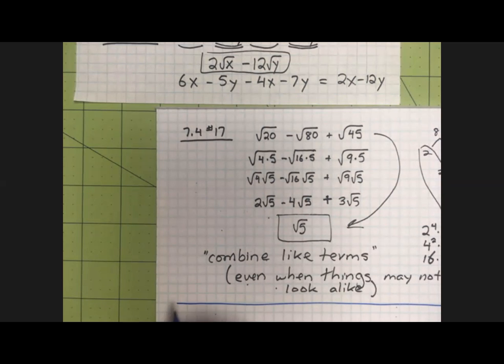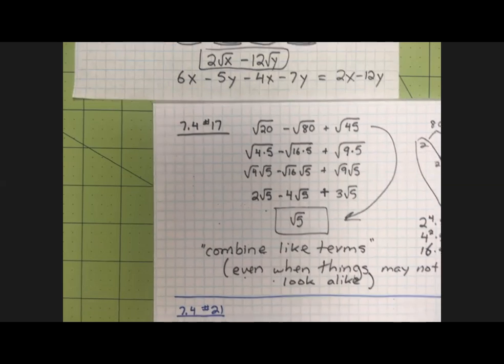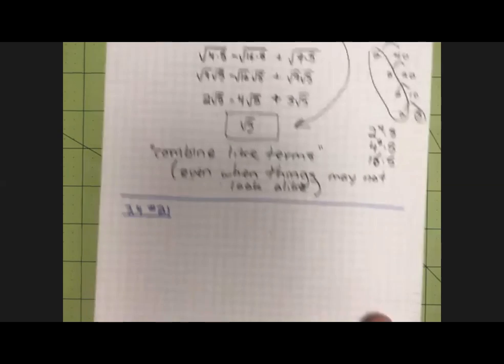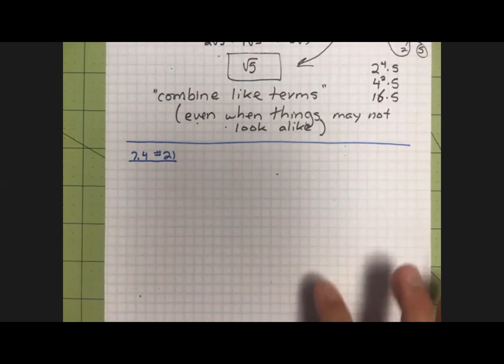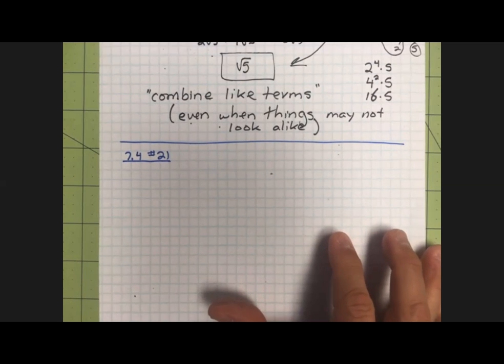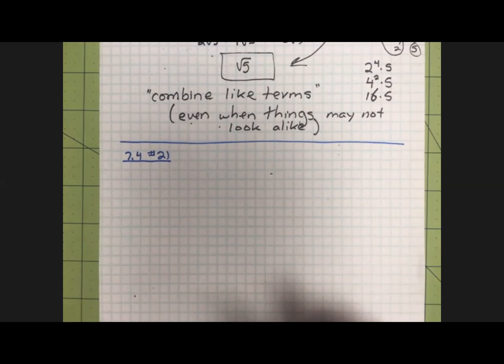Look at 21. That is the entire game today. Let's take things that don't look alike. Let's take things that look different and see how small we can make them. See how compact we can make them.